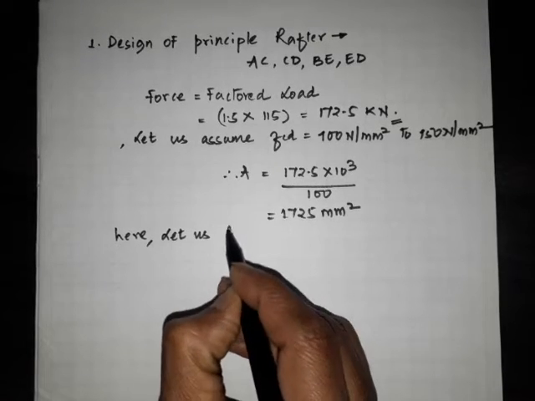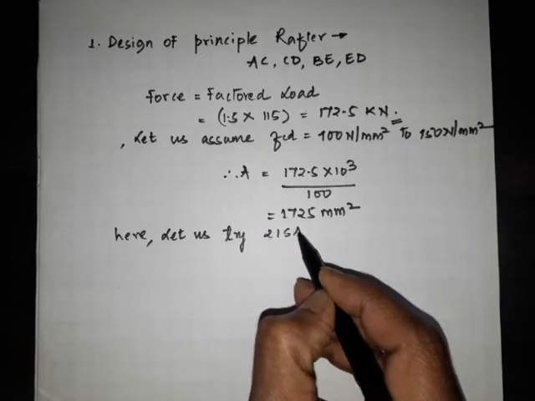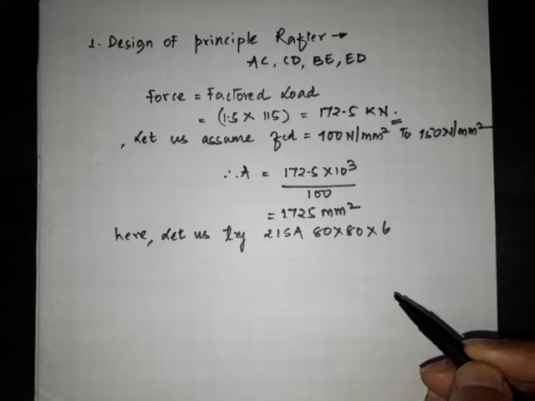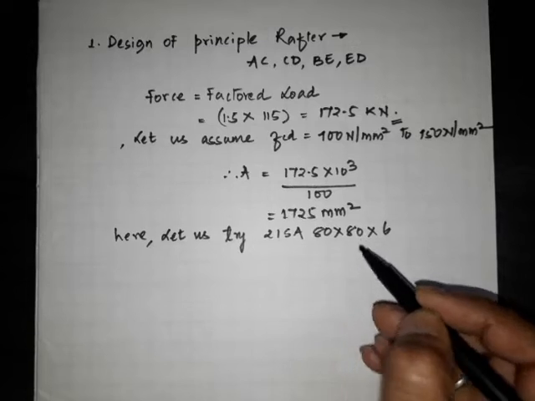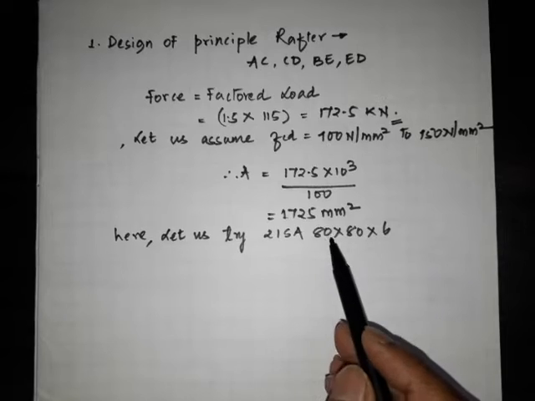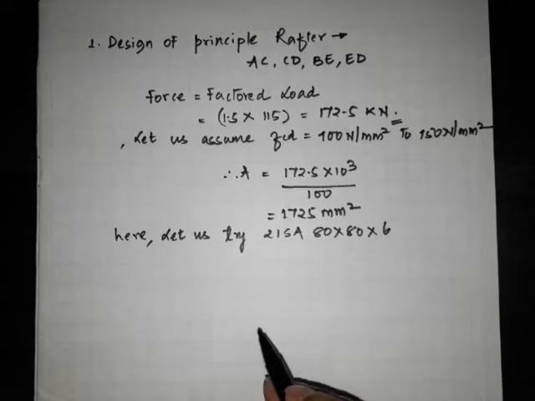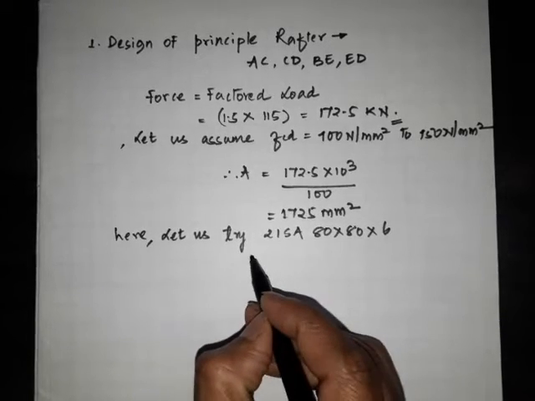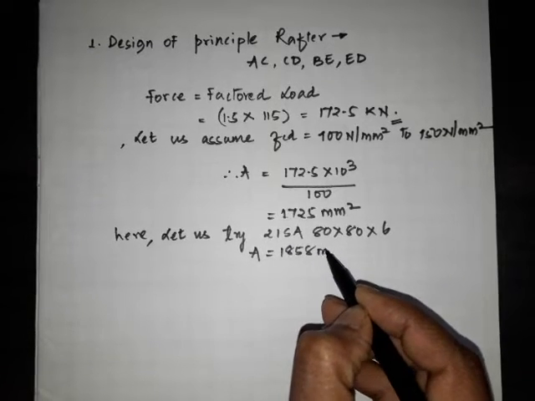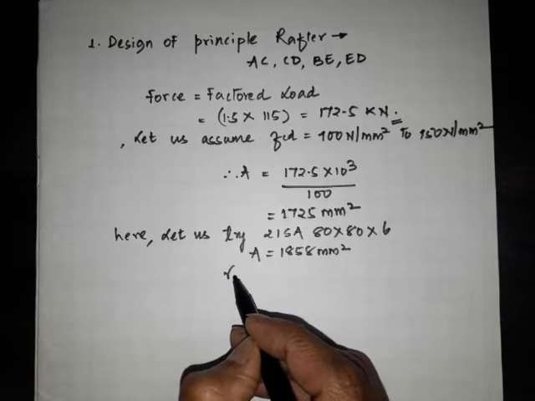So for the first trial, let us try 2 ISA 80 by 6. Always try to choose an equal angle, that is, having both the legs the same. So 80 by 6. Okay, so for that you have to note down the properties again. So first of all, area. So area is 1858 mm square. Then one more property that is very important, that is radius of gyration.